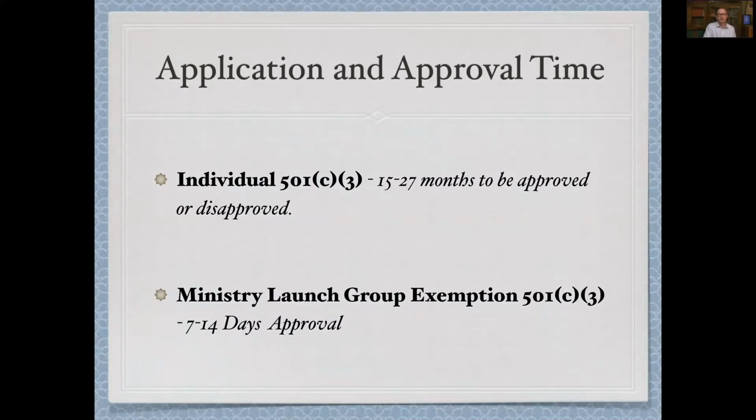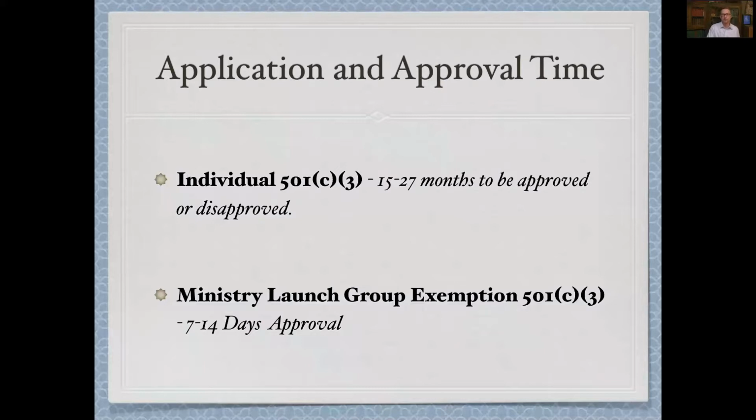Another drastic difference between the individual and the group exemption is that with the individual, the process to get started is a little bit longer, depending on whether you're starting as a ministry and not a church. With the timing of your applications, getting in the fees, getting them back and getting approval, you could be looking at 15 to 27 months on the individual. And that is either to be approved or disapproved or rejected, and you may have to start all over.